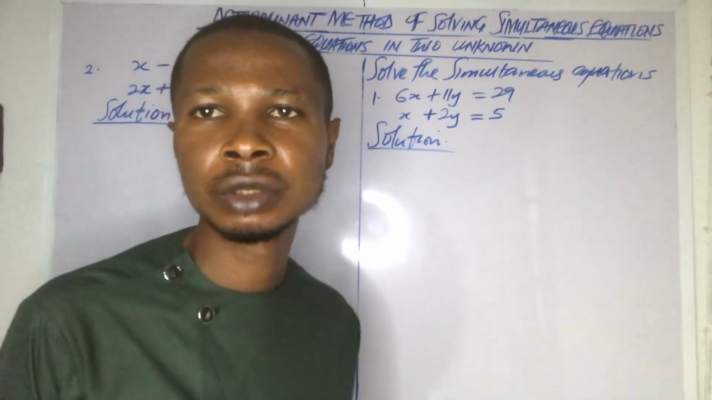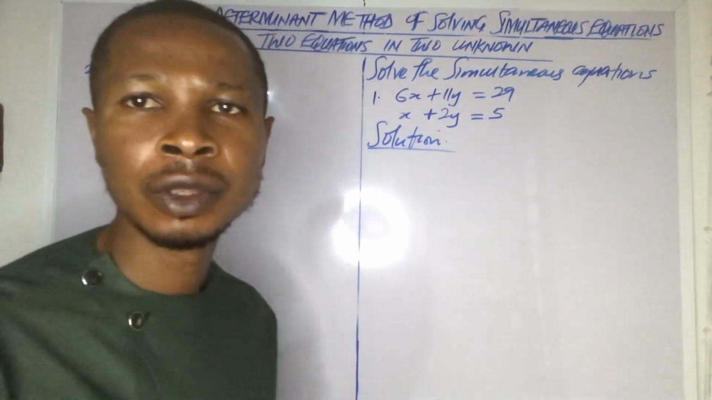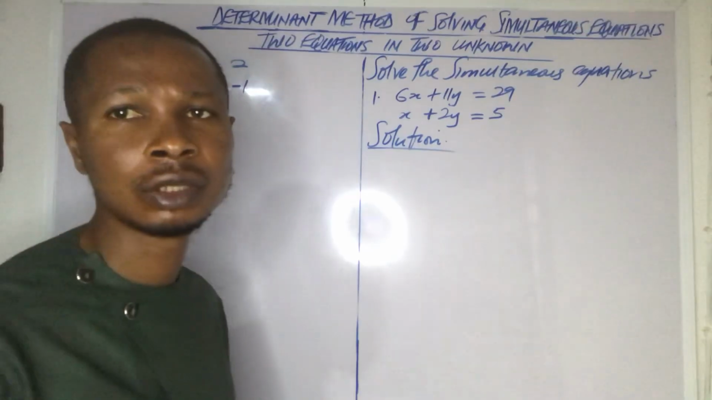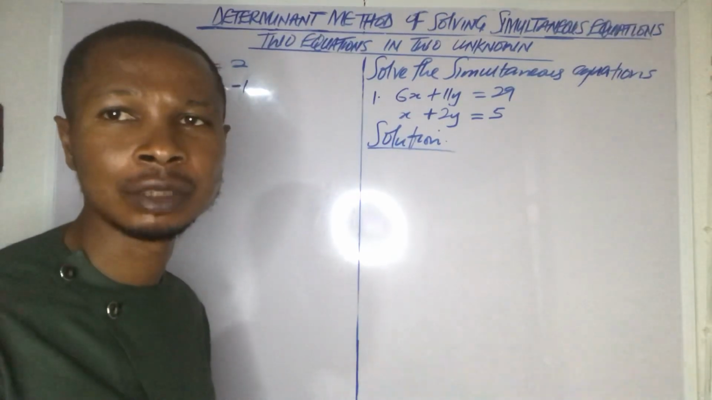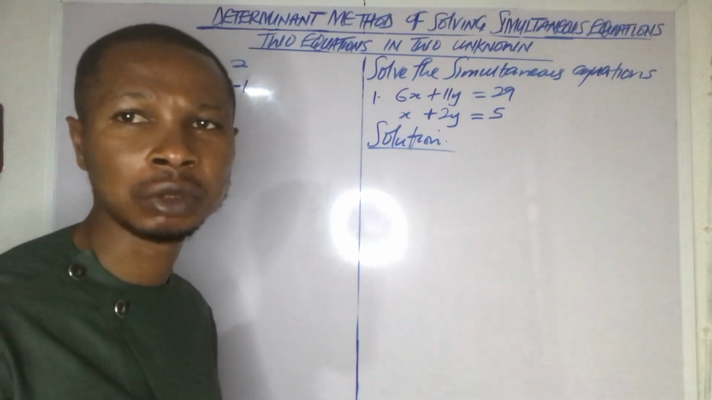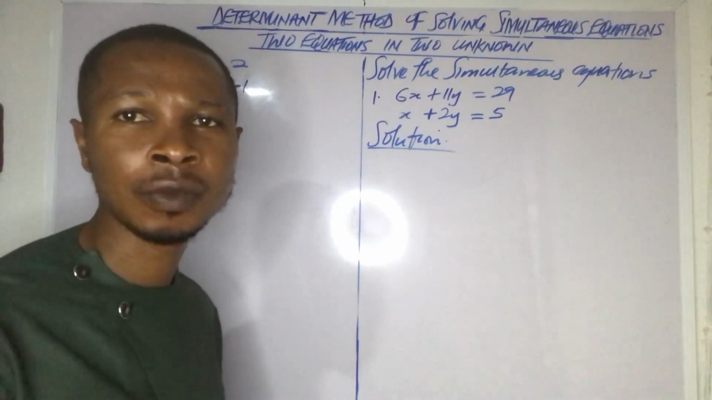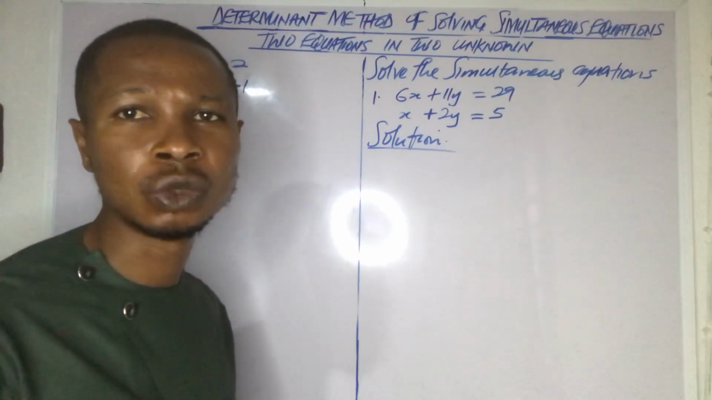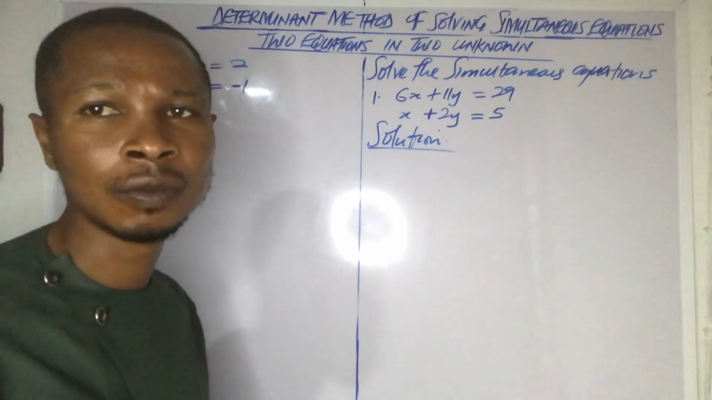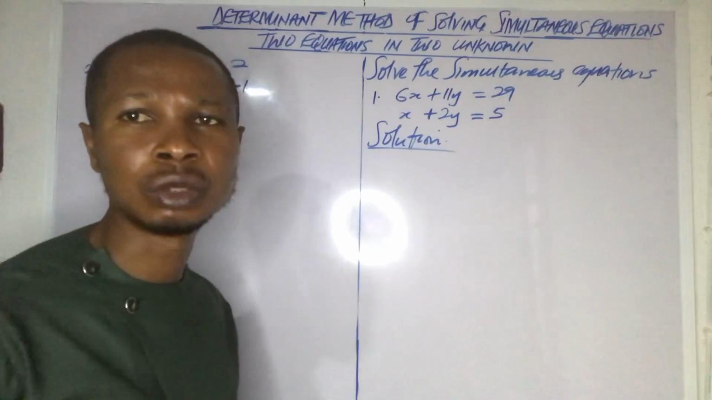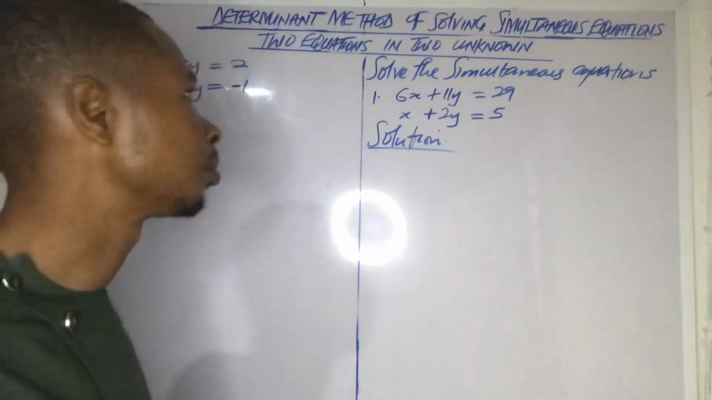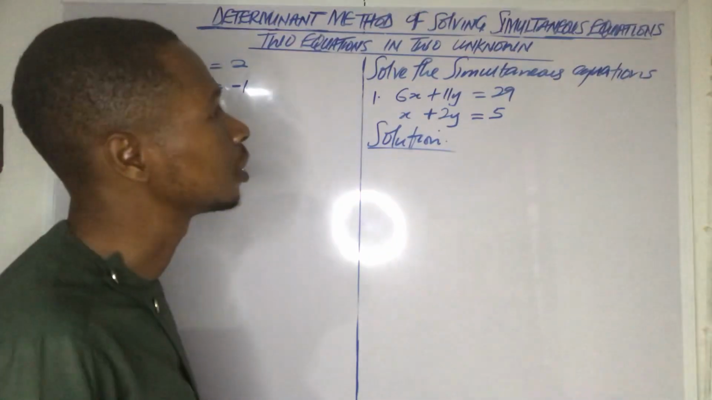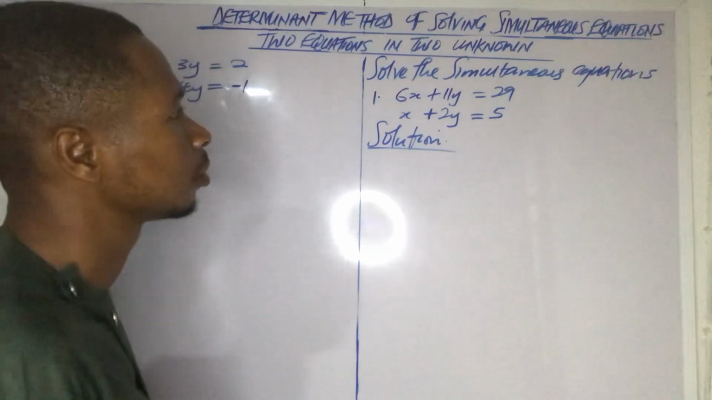In this lesson, we are looking at simultaneous equations using the determinant method. The determinant method of solving simultaneous equations. And today we are looking at two equations in two unknowns, using these examples. So now, how do you solve these simultaneous equations using the determinant method?